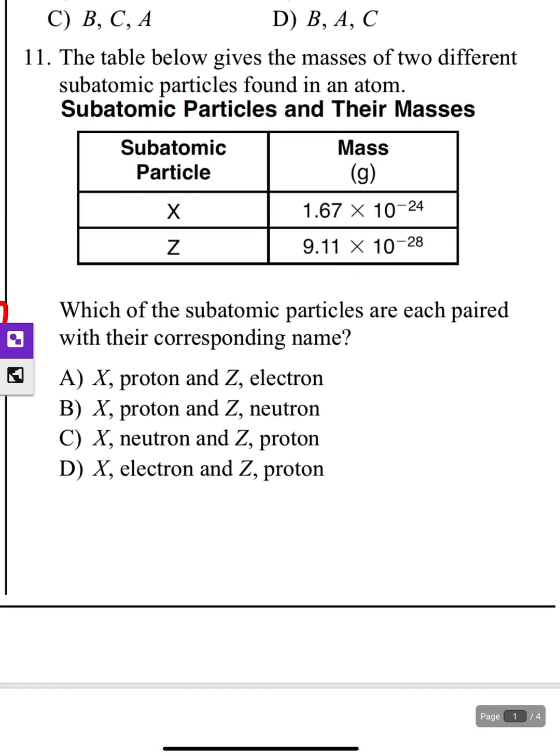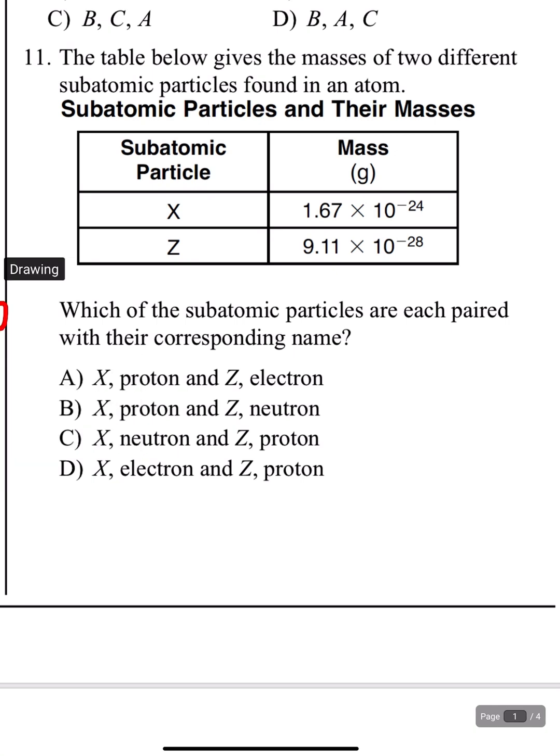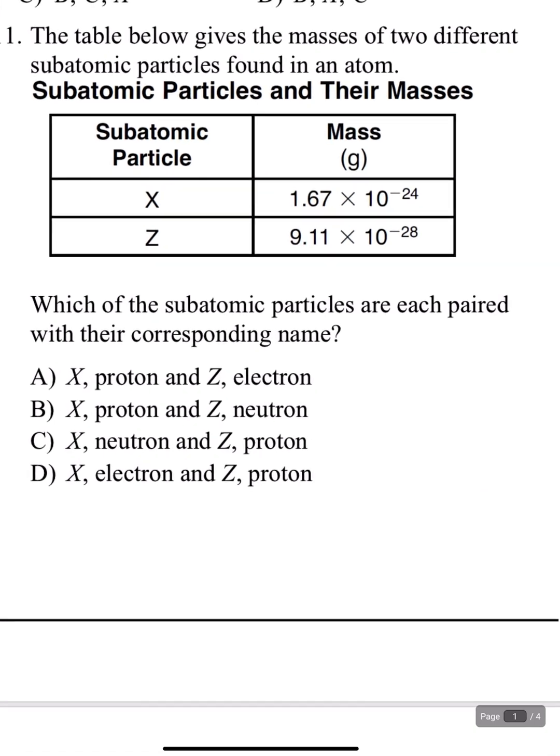Eleven is a tricky one because it's set out in a very complicated language kind of problem. So let's break it down. They give you a chart and they say that it represents subatomic particles, and the masses of the subatomic particles, they give it to you. They say X is so-and-so and Z is so-and-so mass.